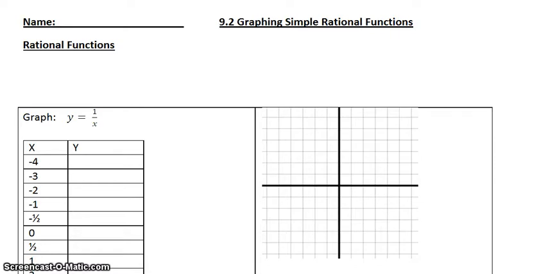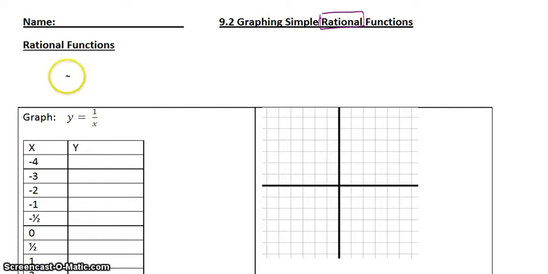So in this section we're going to continue talking about rational functions, and a rational number is a number that can be written in fraction form. A few examples: the number 4 could be written as 4 over 1. The number 3/2 is in fraction form already.